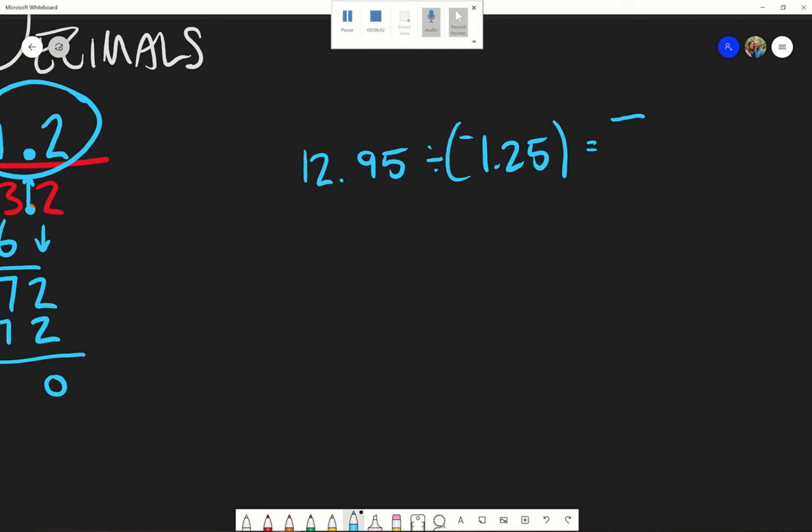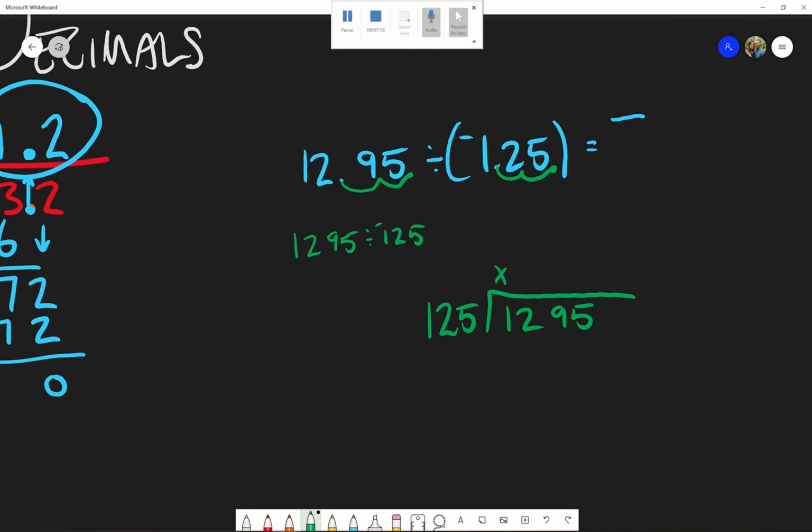So, remember what I said. We do not want a decimal in the second number. We're going to move this one 2 places to get it all the way out. If we move this one 2 places, we move our other decimal 2 places. So now our new problem is 1,295 divided by 125. Negative 125. So we put that in, 125 on the outside. On the inside, we got 1295.